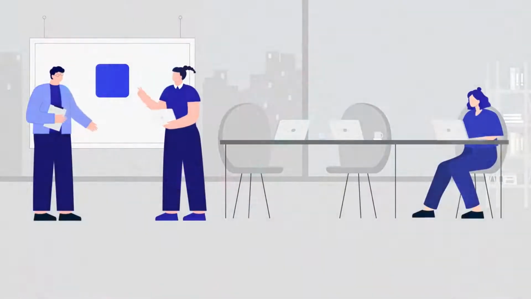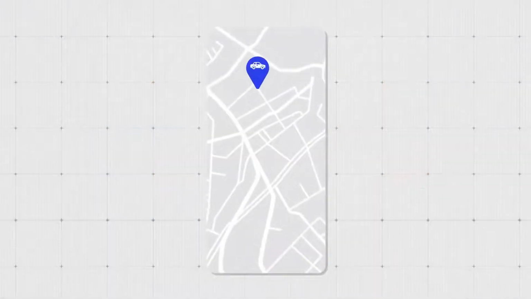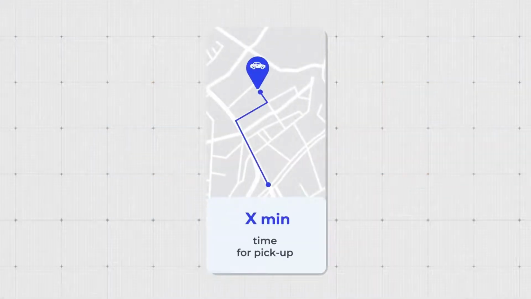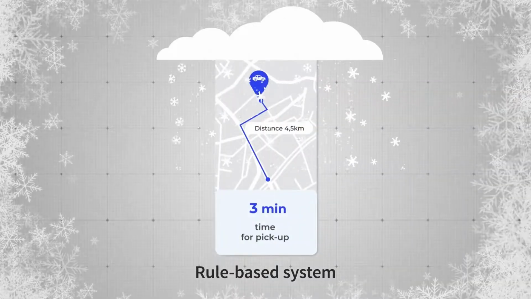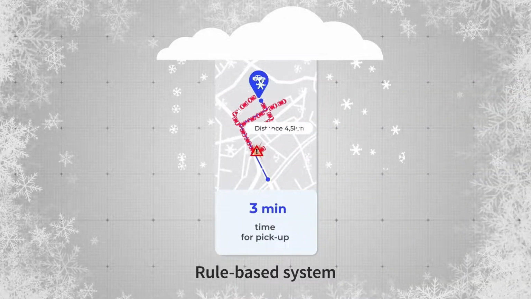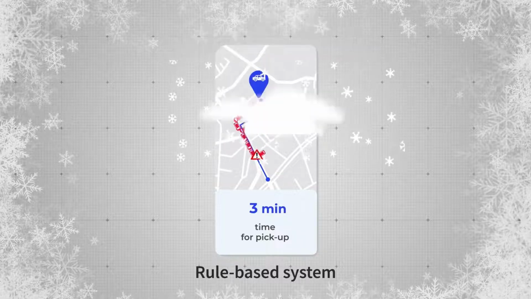Let's imagine we have a product team that builds a ride-hailing app. What we want is an algorithm that will accurately predict pickup time for the customer. We can calculate pickup time based on distance and average time without machine learning, using a simple rule-based system. But there are plenty of variables that may skew the results. Rainfalls or blizzards, traffic congestion, and road incidents all affect the arrival time.